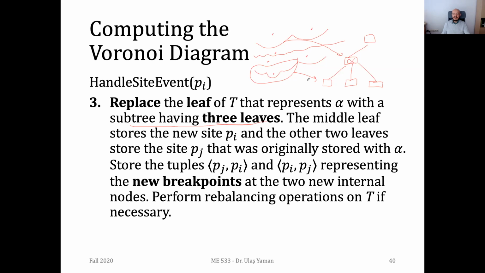The middle one will be related with our new site. This is our new site this time. Let's use the letter PI. And then for the other two leaves, we need to have some tuples. These are some arc portions between PJ and PI, and the other one is between PI and PJ. You can assume that they are curved segments.